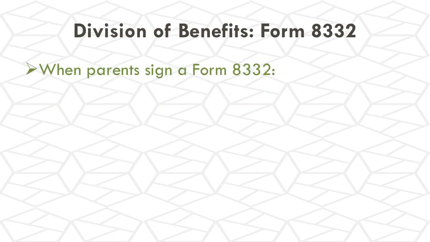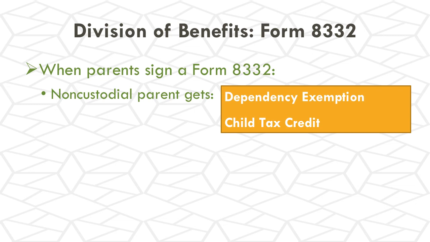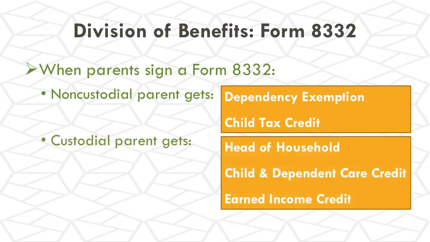Okay. So when a parent signs this Form 8332, the non-custodial parent gets the dependency exemption and the child tax credit, and the custodial parent gets the head of household filing status, as well as the child and dependent care credit and the earned income credit.